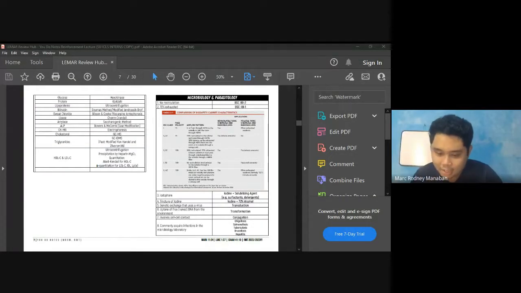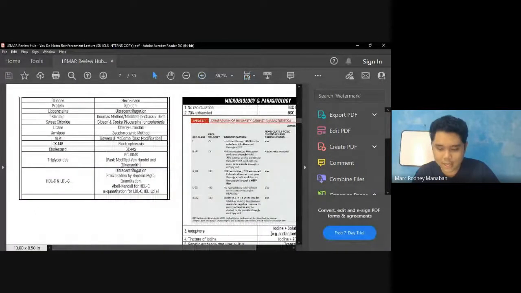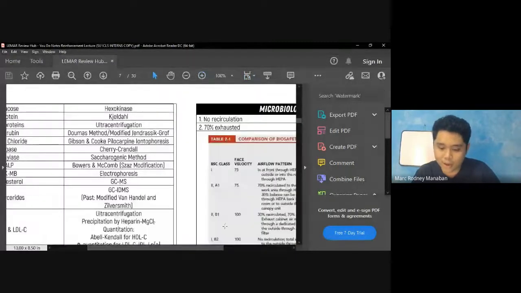Okay. All right. For those who have copies of the notes, you may now read the notes. All right. We'll start first, of course, with the biosafety cabinets.